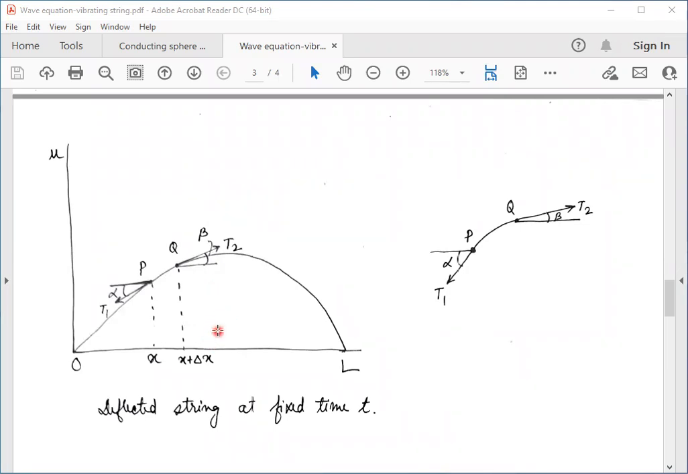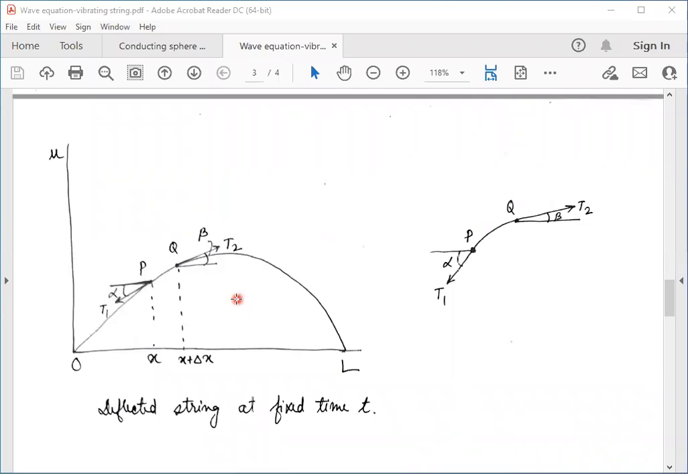And the second assumption is that the tension caused by stretching the string before fastening it at the ends is so large that the action of the gravitational force on the string can be neglected. I repeat, we are neglecting the action of the gravitational force on the string. There is the gravitational force which is trying to pull it down. We are going to neglect that because the tension in the string is much larger than the gravitational pull.